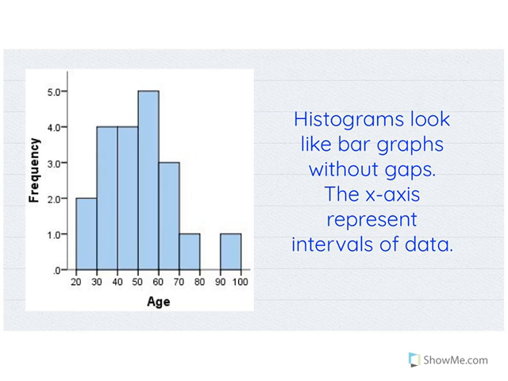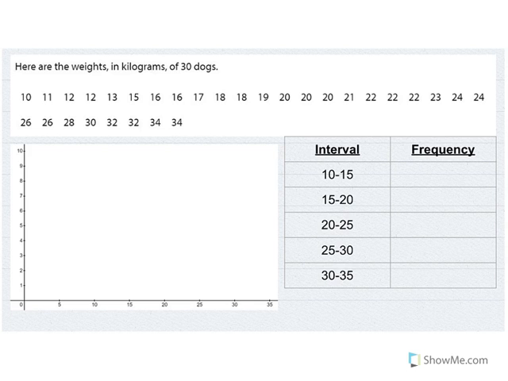So this interval is 20 to 30, and we have two, because it matches up with two data points that fall within that interval. So what we need to do is figure out how many data points fall within each interval in order to create our histogram. Let's take a look at a data set.